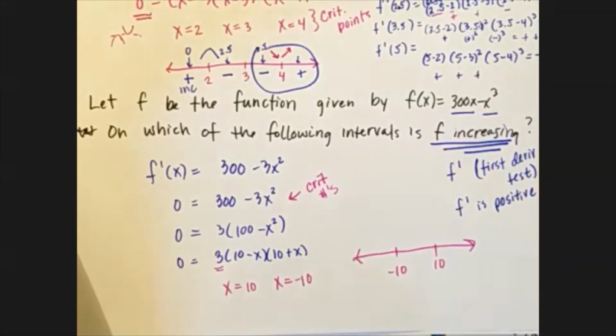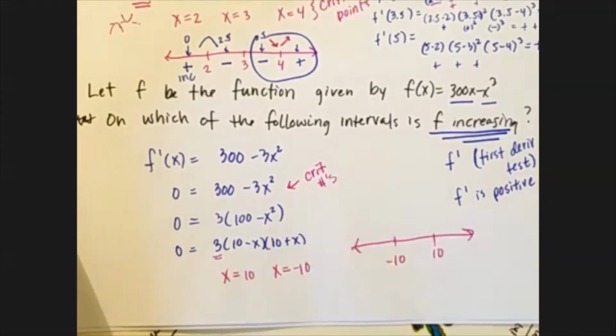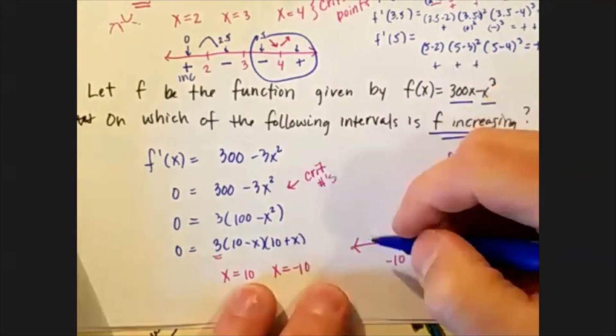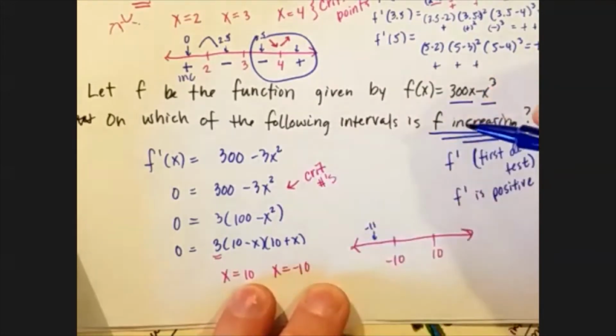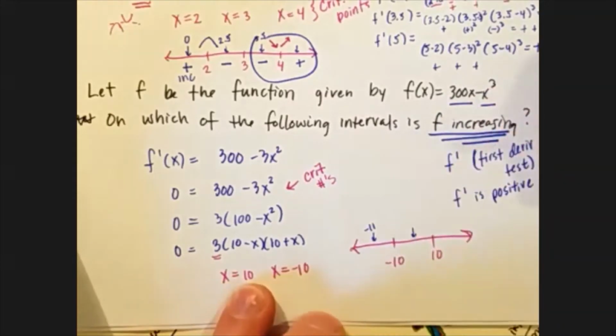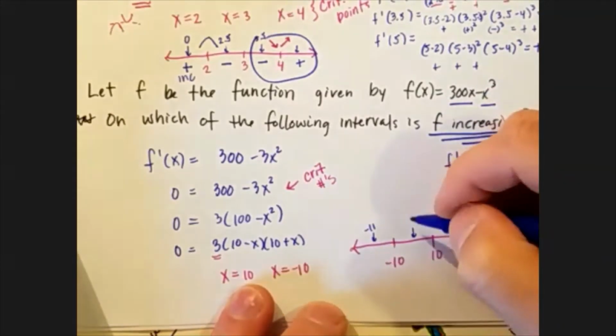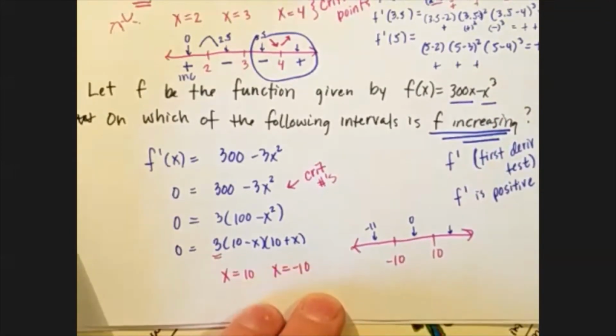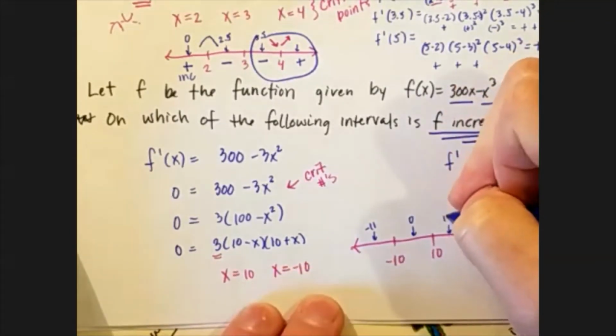So in order to find increasing, decreasing, we have to figure out what to plug in here. So let's go to Davin. What 3 numbers could I plug in? Give me 1 for each interval. Negative 11. Perfect. What else? 0. Yeah, 0. Good. 9 would have worked, but 0 is better. What else? And 11. Perfect.